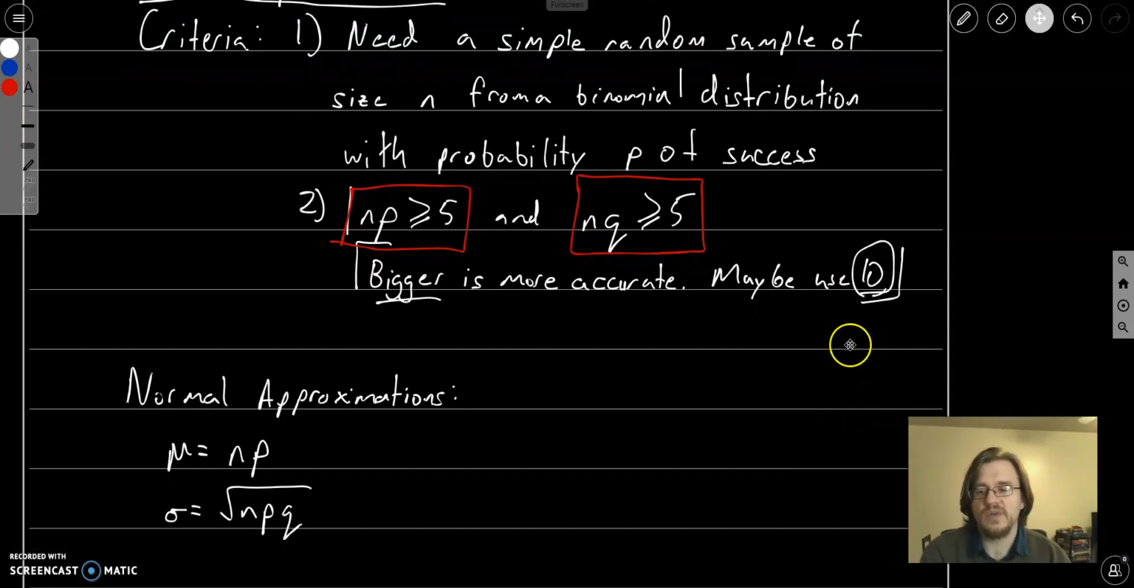So what are we actually approximating? Well, we know the mean, so this is the mean of a binomial distribution.